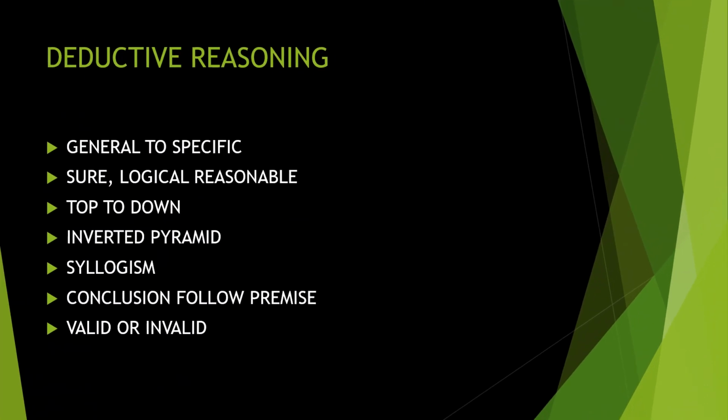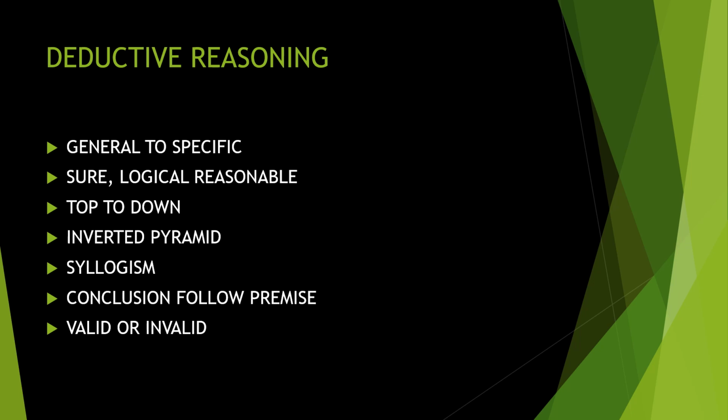Next is deductive reasoning. Deductive reasoning is general to specific. General to specific means you are talking about the general things first, and later we will come to the point. Logical, yes, like that. Their surety is there because it is already proved. Proved things are there, then you just check whether it's right or wrong. You are only checking, so surety is there in the case of deductive reasoning.